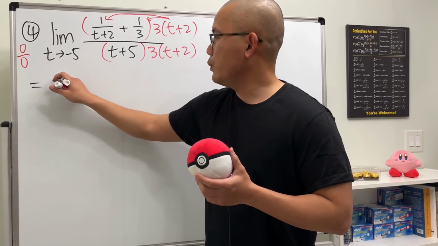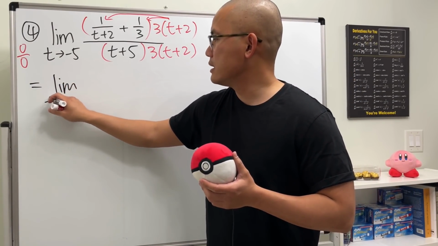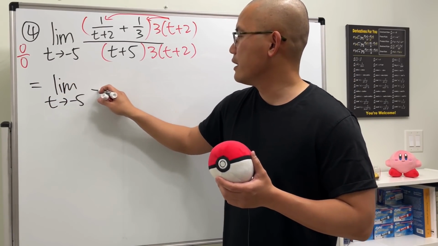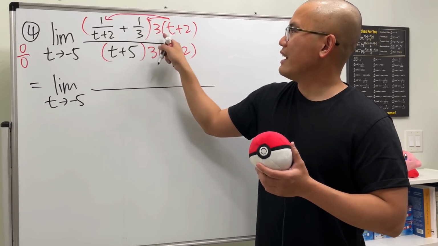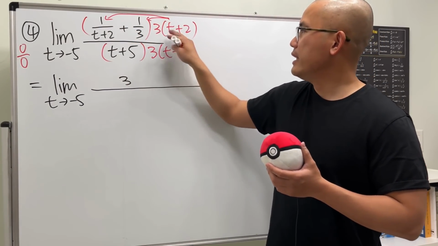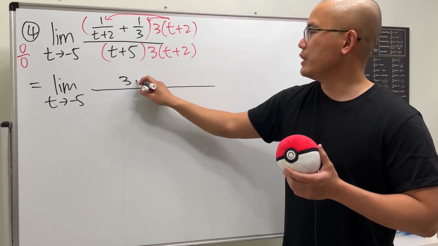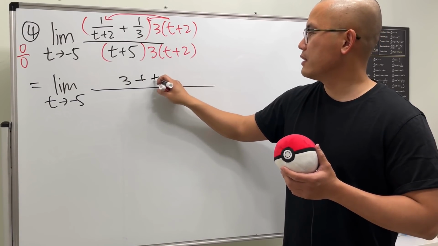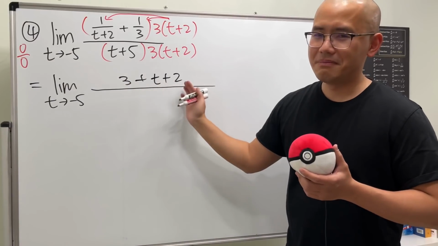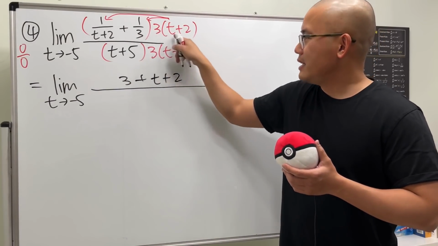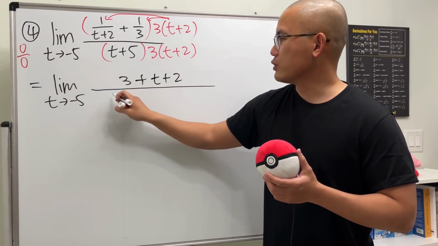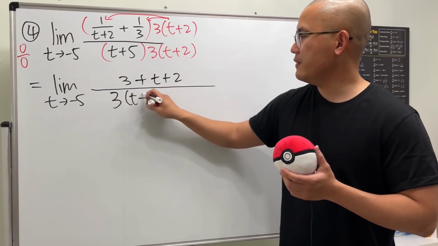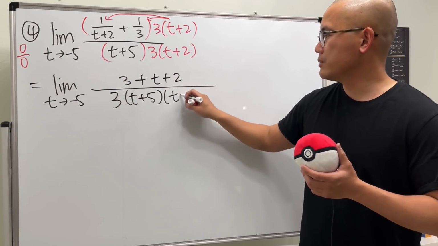Okay, so here we are going to get the limit as t approaches negative 5. And when we do this times that, we will just have the 3. Okay, and then when we do this times that, the 3 cancels. So we add the t plus 5. Sorry, I said the answer already. T plus 2. Okay, and then right here, I will just put down the 3 first, and then we have the t plus 5 times t plus 2.